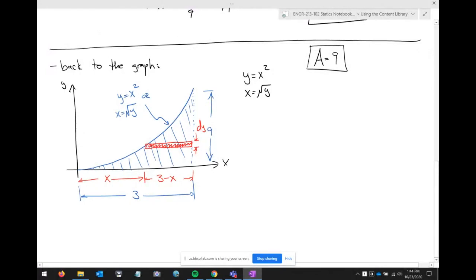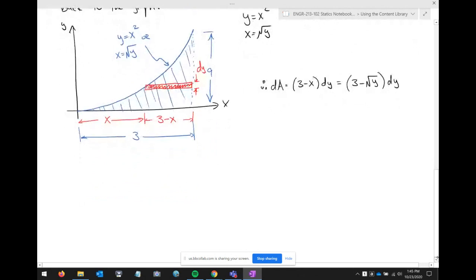And here's why. Let's take a look at that little differential slice. Let's look at dA. How do I define the area of that little slice? It is 3 minus x times dy. But what was 3 minus x? Well, what is x, I should say? It's the square root of y.